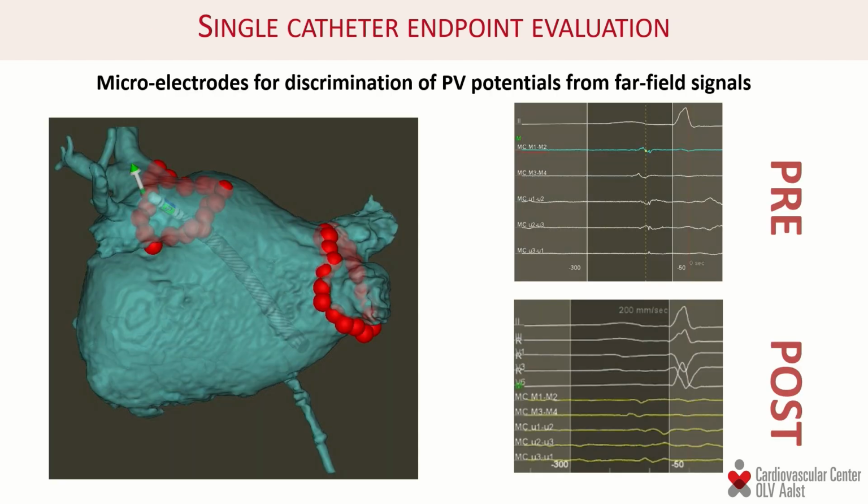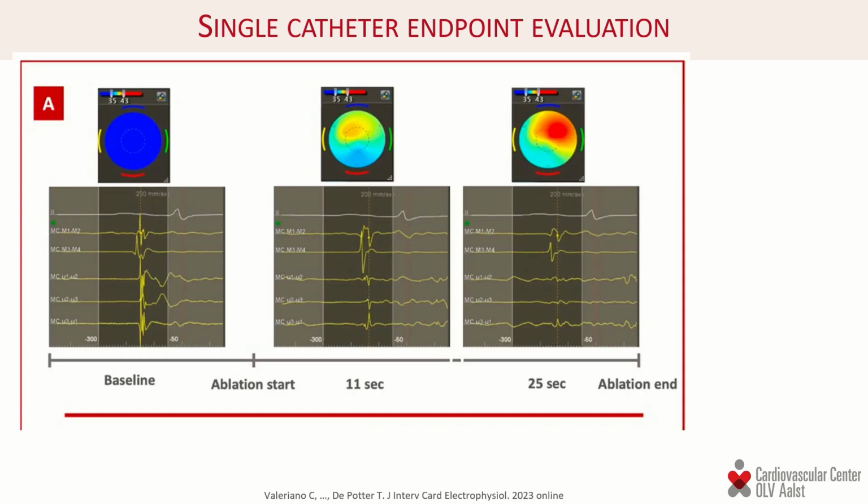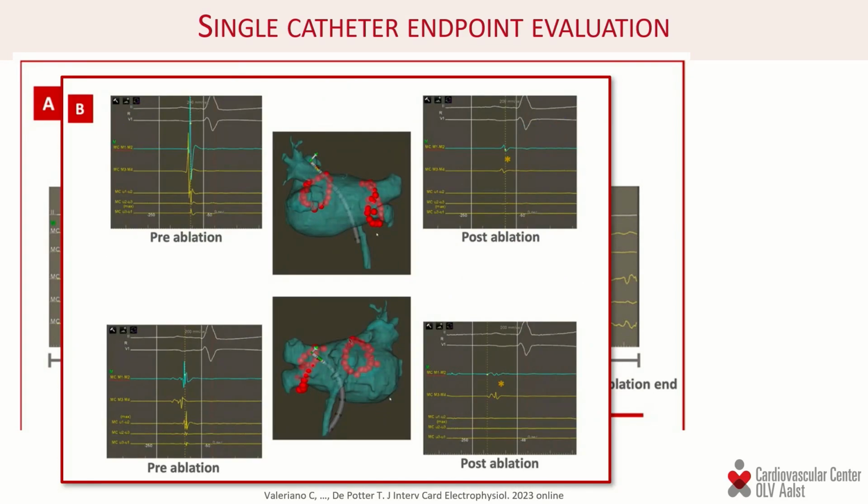And as I mentioned, we just checked for entry block with our ablation catheter. This is what we published last year. I show you some examples here. We use the microelectrodes on the Q-dot ablation catheter to check PV potentials before ablation. We can see the ongoing EGM reduction during ablation, and we can see post-ablation elimination of electrograms on the microelectrodes, specifically well suited, of course, to avoid far-field electrograms.